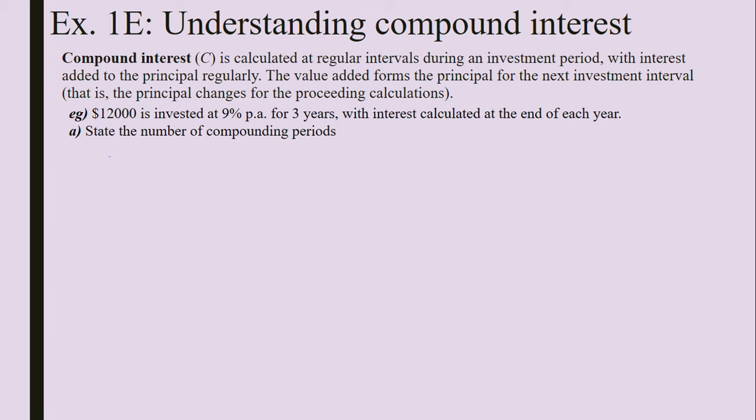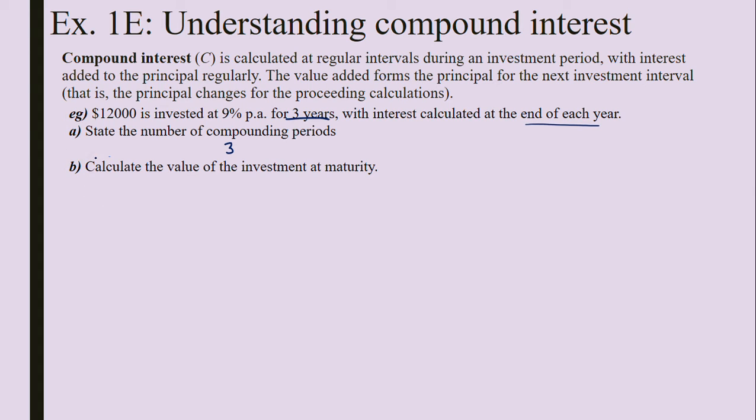So, one example, it's a bit of a long one. We're going to look at $12,000 invested at 9% interest per annum for 3 years, with interest calculated at the end of each year. So how many periods have we got that it's compounding for? Well, it's for 3 years and it is calculated at the end of each year. So there are 3 compounding periods. We're going to calculate the value of the investment at maturity.